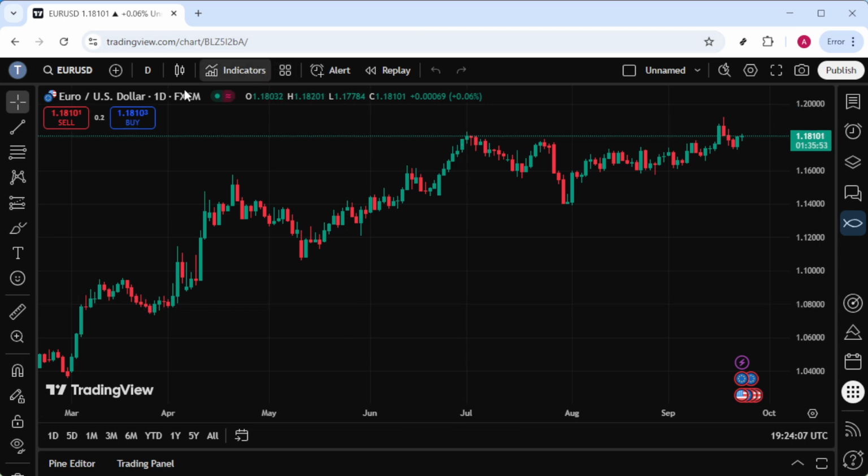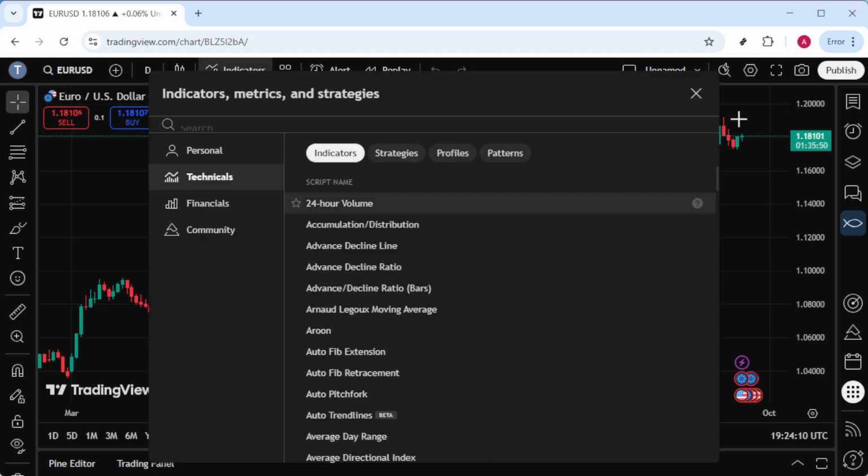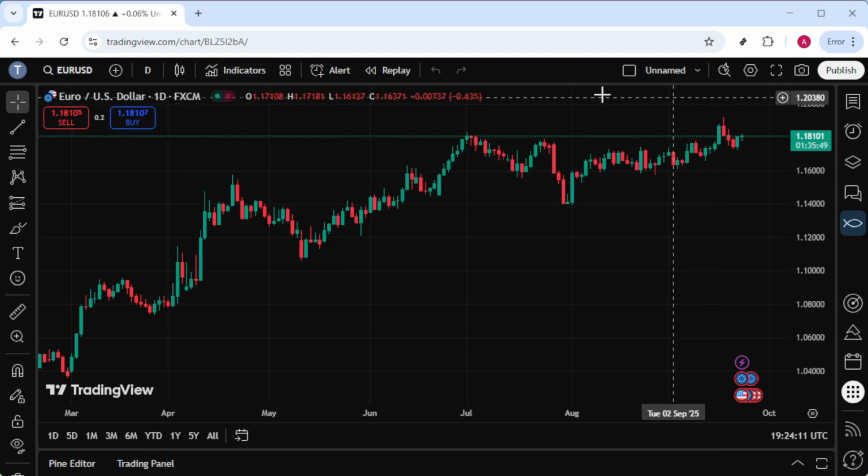For instance, you can add various indicators that help analyze market patterns. Think of moving averages or RSI. These tools are vital for making informed trade decisions based on technical analysis.